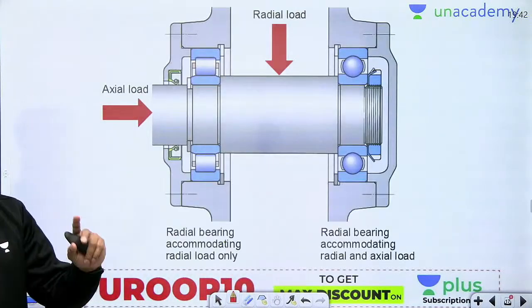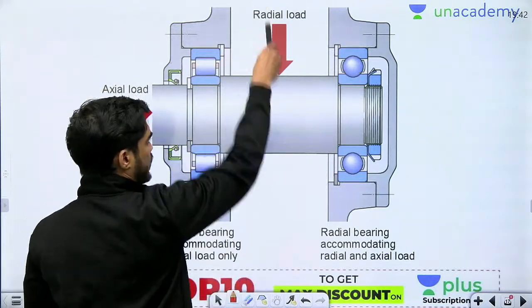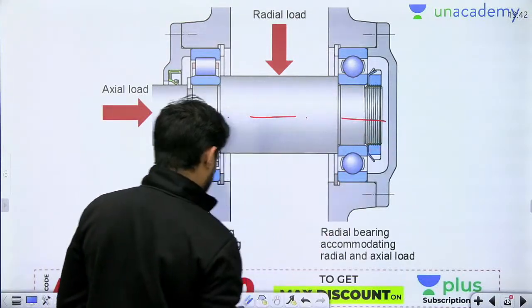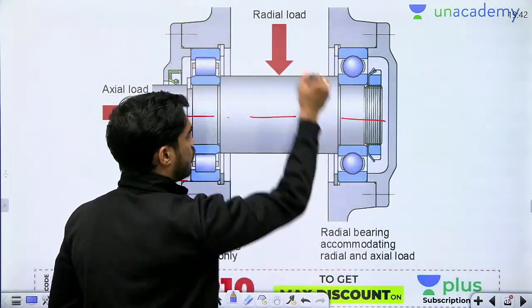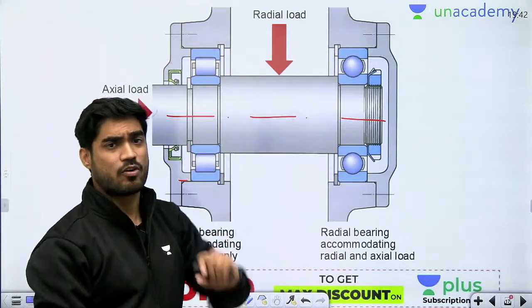Then I told you that there are two types of load coming on the shaft. One is radial load, which is perpendicular to the length of the shaft. This is the length of the shaft. So one load is the radial load, which acts perpendicular to the length, and one load is the axial load, which acts in the direction of the length.